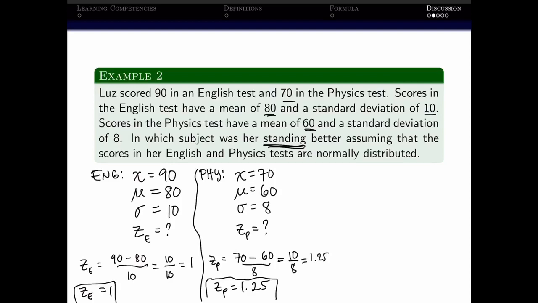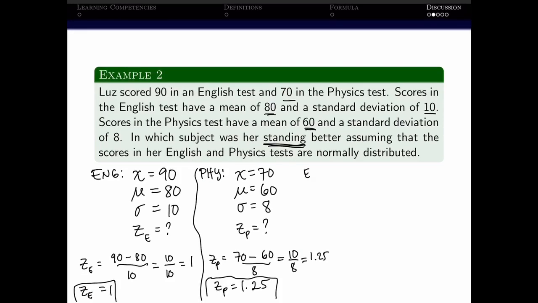Alright, the question was, in which subject was her standing better, assuming that the scores in her English and physics tests are normally distributed. So when we say standing, that means ranking. Okay, so let's determine the ranking of Luz in English. All right, now how to do that? Let's draw. So this is for English.